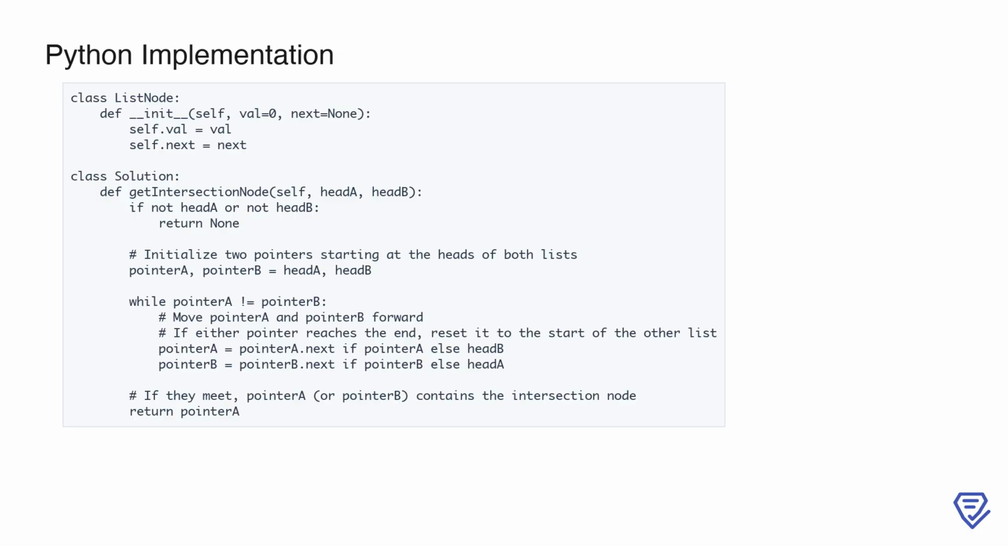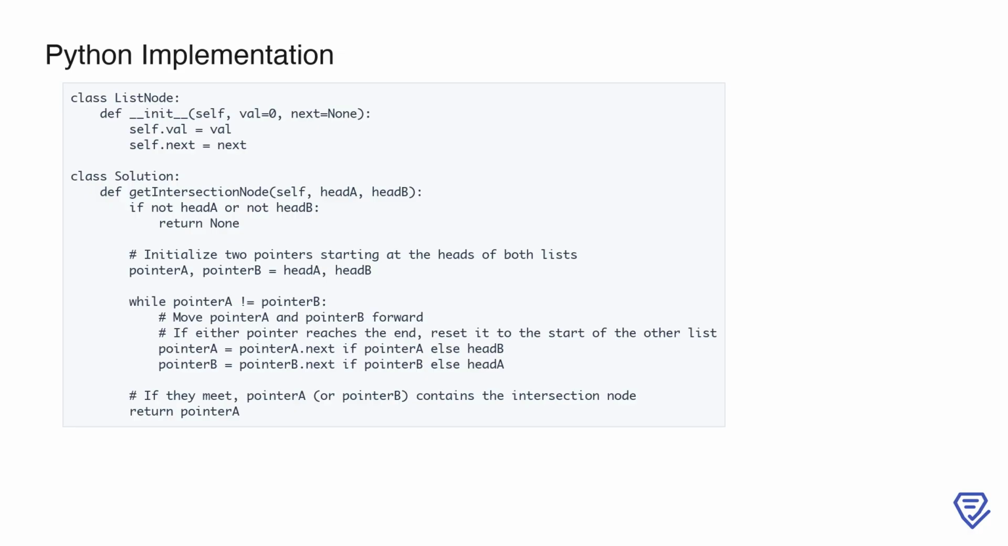2. Edge case handling. At the beginning of the getIntersectionNode method, we check if either head A or head B is None. If so, there's no intersection, and we return None immediately. 3. Pointer initialization. Two pointers, pointer A and pointer B, are initialized to point to the heads of the two linked lists, head A and head B respectively. These pointers will traverse the lists to find the intersection.